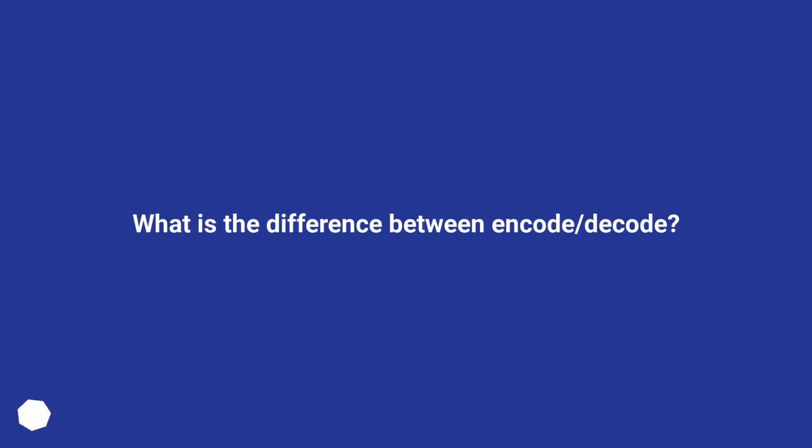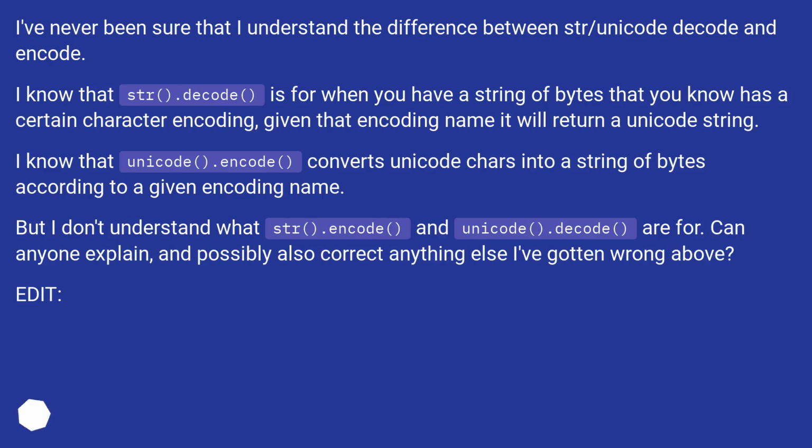What is the difference between encode/decode? I've never been sure that I understand the difference between str/unicode decode and encode. I know that str.decode is for when you have a string of bytes that you know has a certain character encoding. Given that encoding name, it will return a Unicode string.